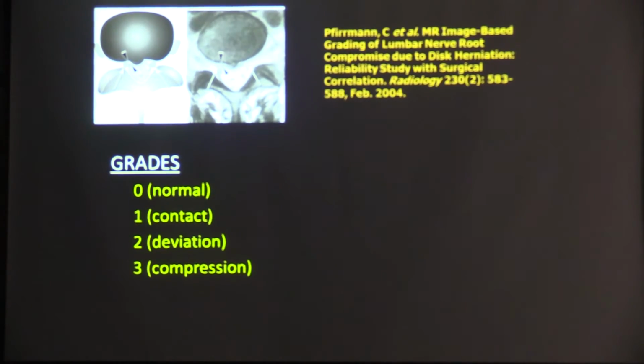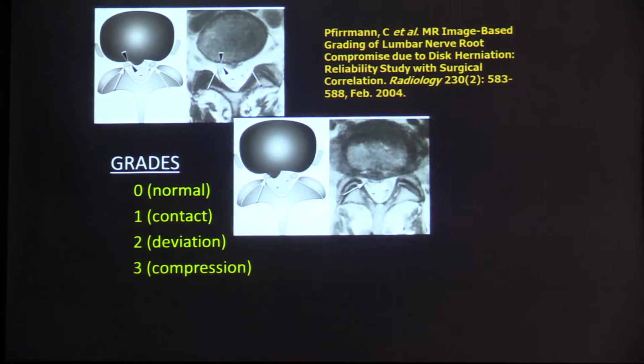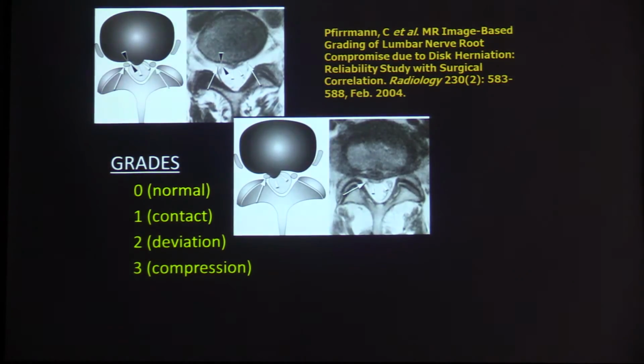We don't use this formally. This is a very good concept. So you want to look at the disc material. Is it not contacting any neural elements? Is it touching or contacting a neural element, meaning it's just touching it but not displacing it or deforming it? Is there this deviation? Is it pushing it away?